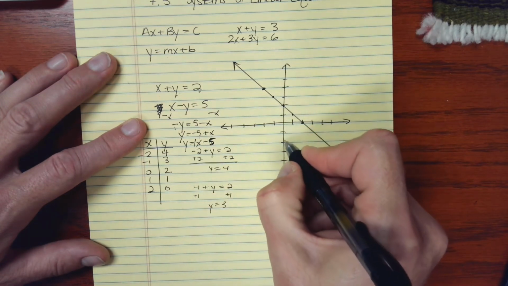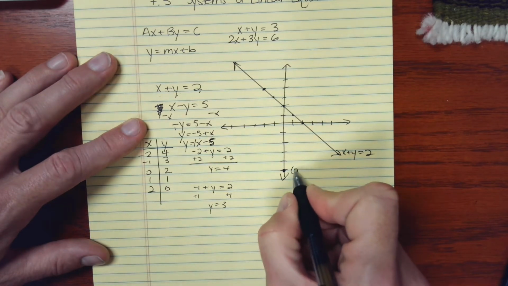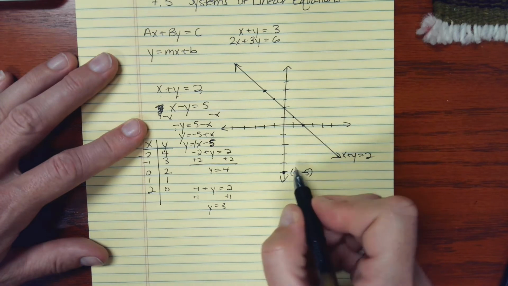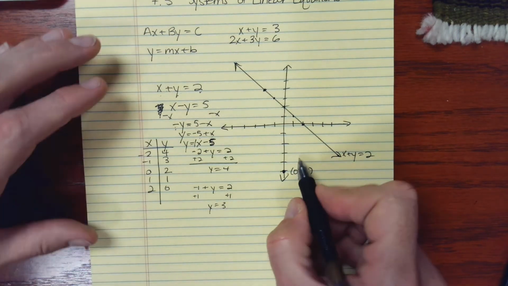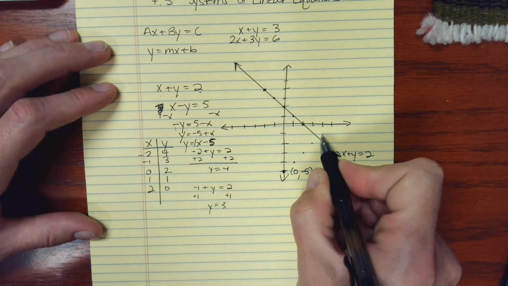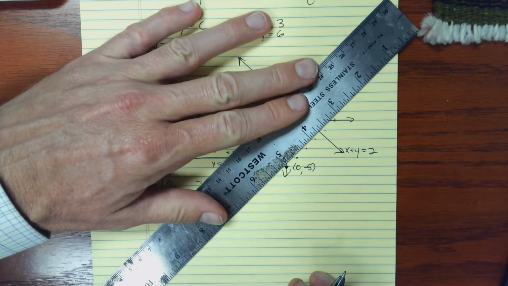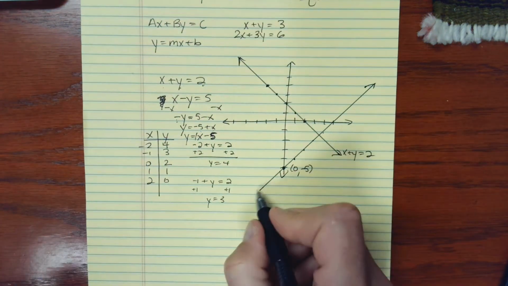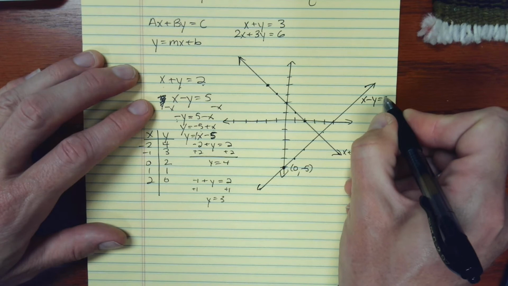1, 2, 3, 4, 5. So here's the point 0, negative 5. That's my y-intercept. Since I have a slope of 1, that's a rise over 1, where both the rise and the run are 1. So over 1, up 1, over 1, up 1, and keep going, and then connect these points. And here's my second line. This is the line x minus y equals 5.